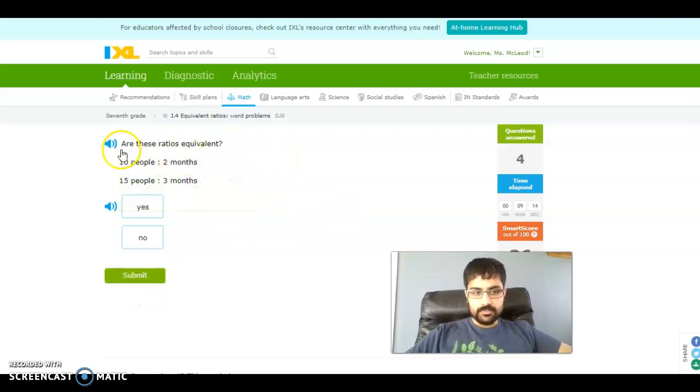Good work! Be sure that you follow the same steps each time. First, set up your ratios as fractions. Then cross multiply them and see if the cross products are the same. If they're the same, they're equivalent. If they're not, they are not equivalent. And let me know if you have any questions.